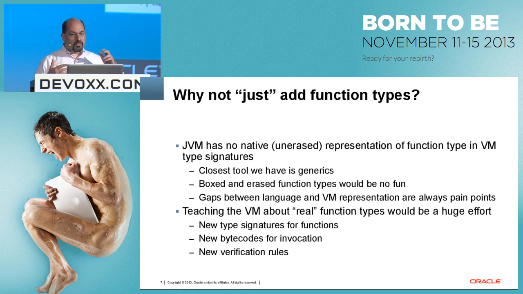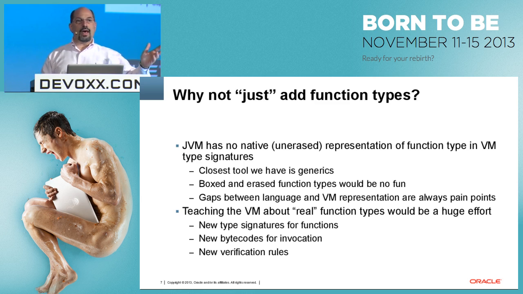So the problem is that there is no way to natively represent a function type in type signatures for methods or fields in the class file. The closest thing we have is generics. We could say a function from int to int is really an instance of some interface, capital F Function, with two generic type parameters, Integer, comma, Integer.